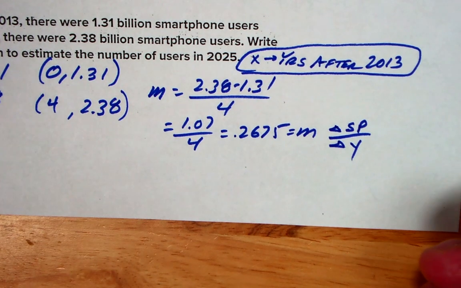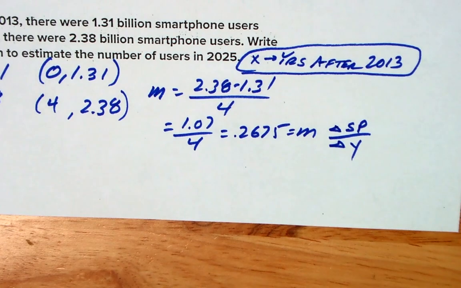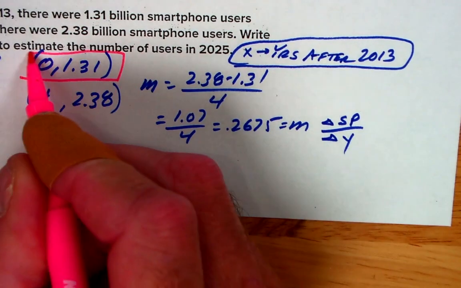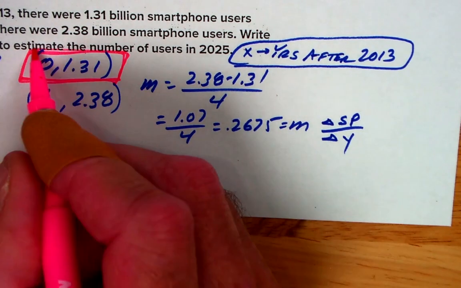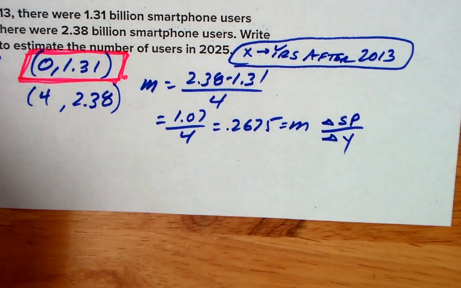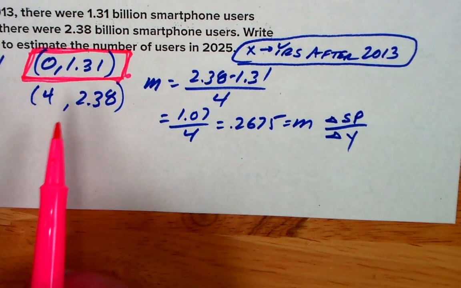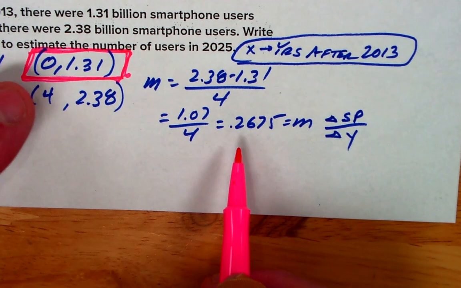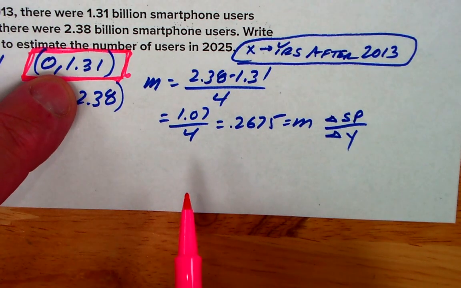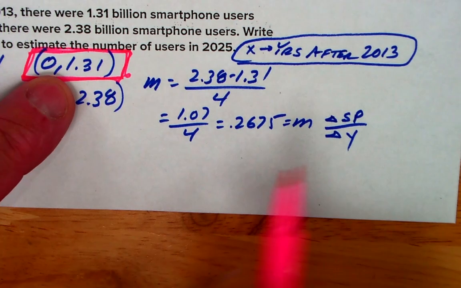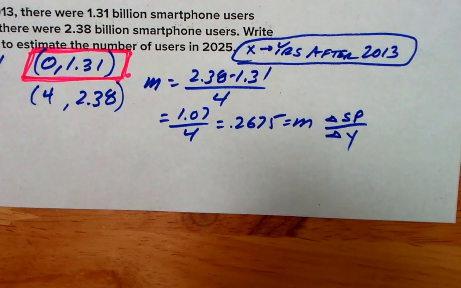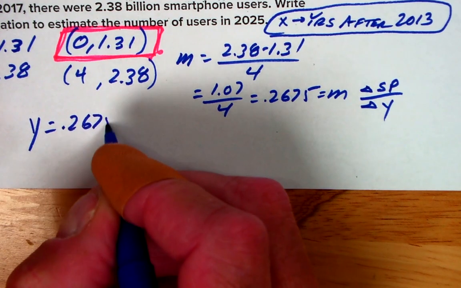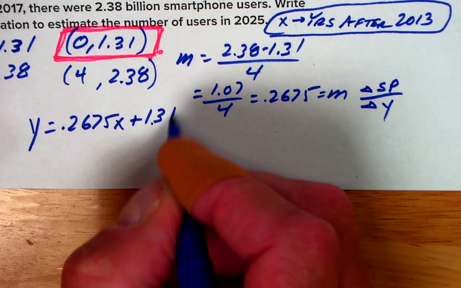Okay? So now we're going to use a secret trick here. It's not really a trick. We're just going to take advantage of this point right here. What's special about that point? It's an intercept. How do I know it's an intercept? Because it's 0. So then, look at what I've got. I've got my slope, and I've got an intercept. So I can use slope-intercept form, which is going to make our lives 1,000 times easier. So here's my equation. Y equals 0.2675x plus 1.31.